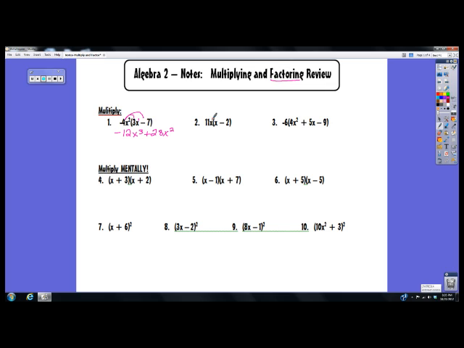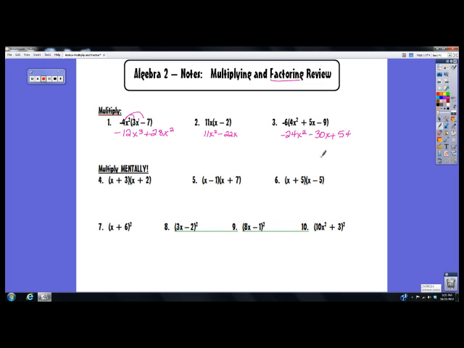So number 2, distribute. 11x times x is 11x squared. 11x times negative 2 is negative 22x. Moving along to number 3. Negative 6 times 4x squared is negative 24x squared. Negative 6 times 5x is negative 30x. And negative 6 times negative 9 is positive 54.